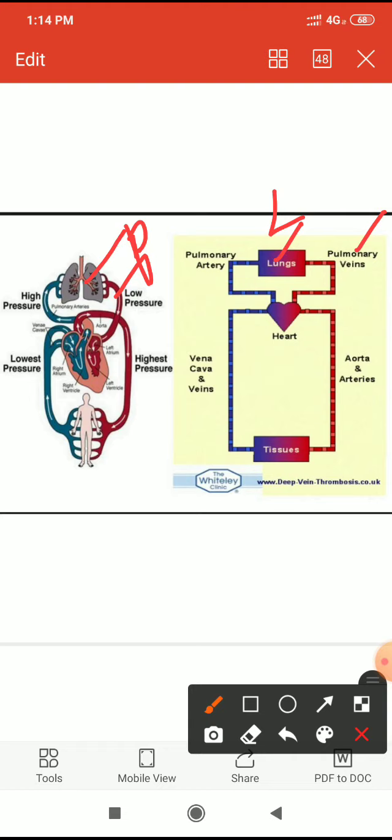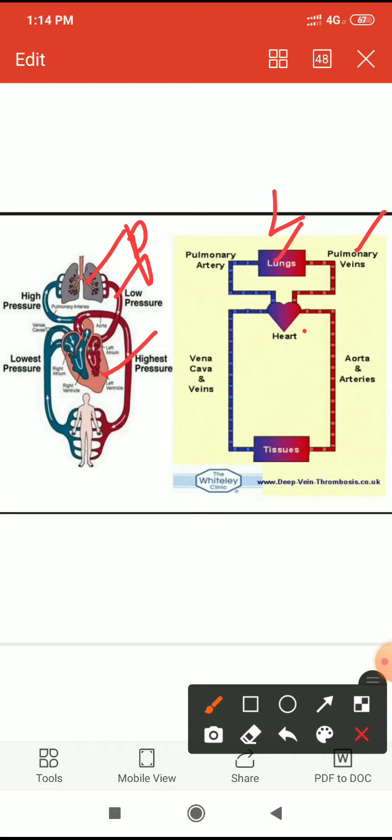Then this blood is sent to the left ventricle. We have seen in the heart structure that the left ventricle is here. So the pulmonary veins carry this oxygen rich blood into the left ventricle. Understand? Now from here it is pumped to the whole body through the aorta and arteries. Singular is artery and plural is arteries.